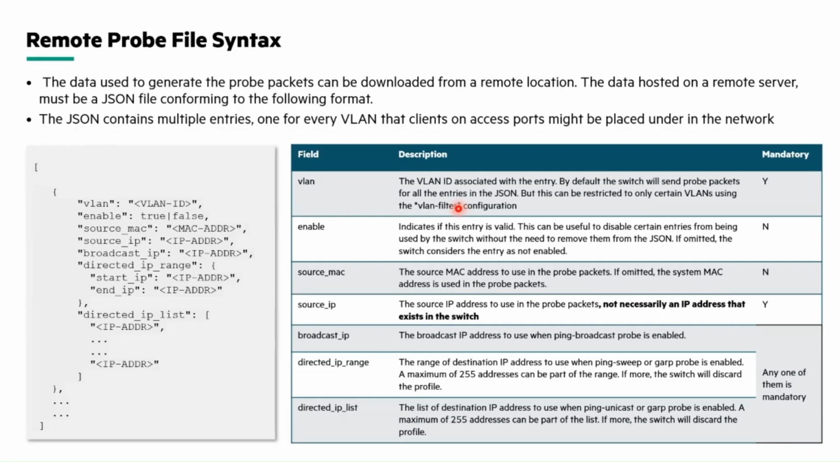So here are the attributes, and I have explained the attributes for the particular VLAN profile here. First is the VLAN attribute. Next is the enable one, whether this VLAN is to be enabled or not when we try to download the probe profile. In case you wanted to disable a particular VLAN, rather than changing the entire probe profile, you can play on this enable attribute.